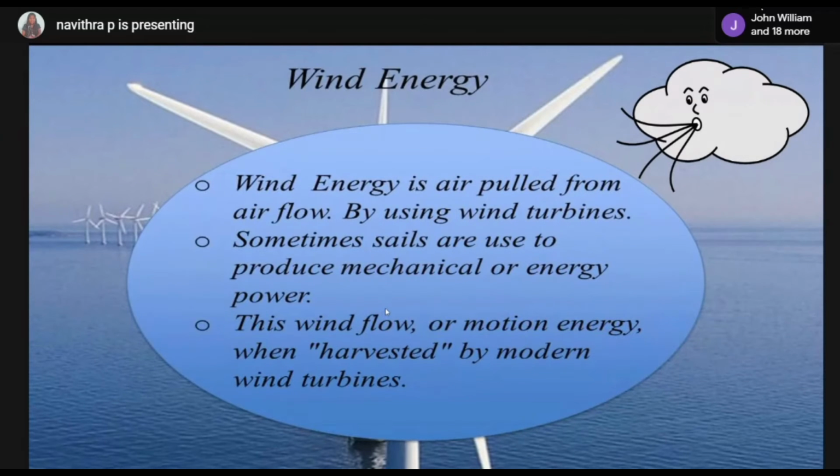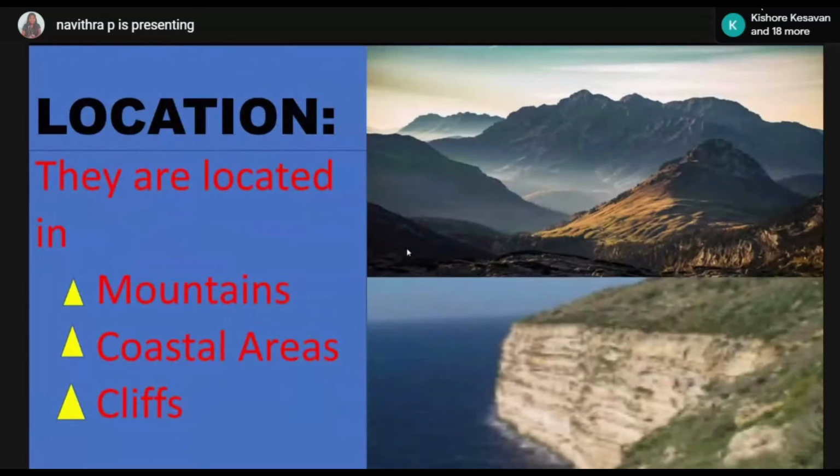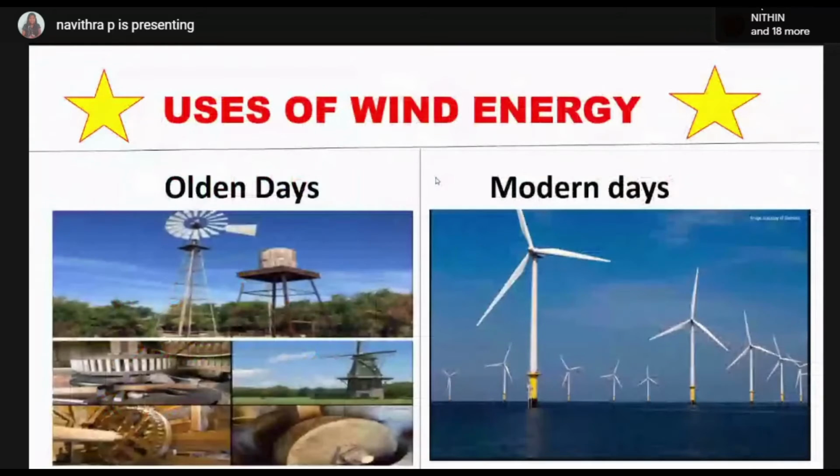After hearing the words wind energy, we know that it is energy which is derived from the wind. Location: wind turbines are located in mountains, coastal areas, and cliffs, because in areas which are a little high from the surface, they can get enough wind. Uses of wind energy: I have classified them into olden days and modern days. In olden days, it was used for grinding grains and lifting water. In modern days, we use wind turbines to produce electricity.